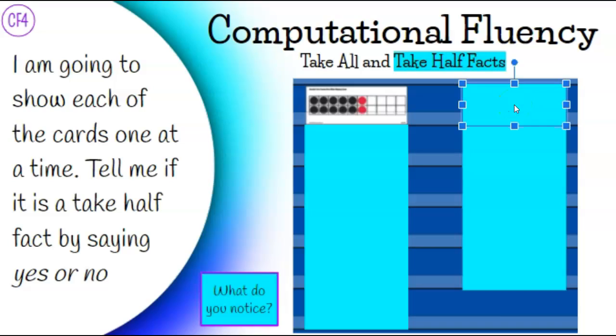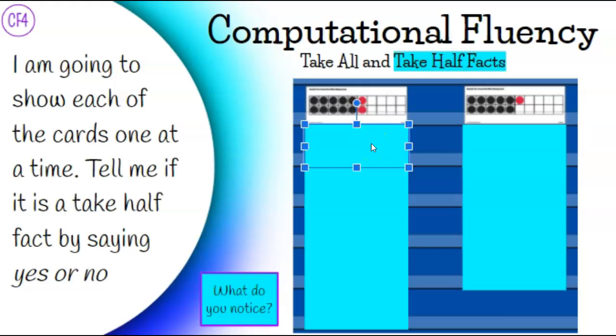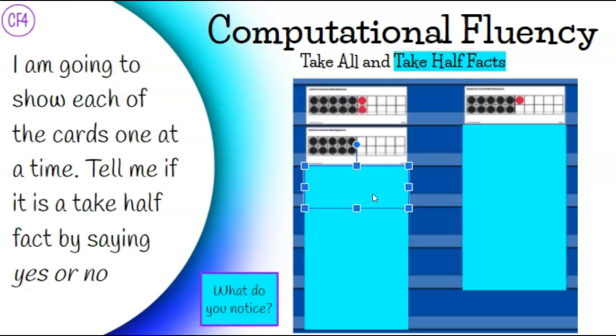How about this one? Yes or no? Is that a take half fact or no? Nope, it's definitely not. I see an odd number. This red circle has nothing that matches it. How about this one? Yes or no? All right, again, yes. This is a take half fact. How about this? Is that a take half fact? Yes, it is. Good job.